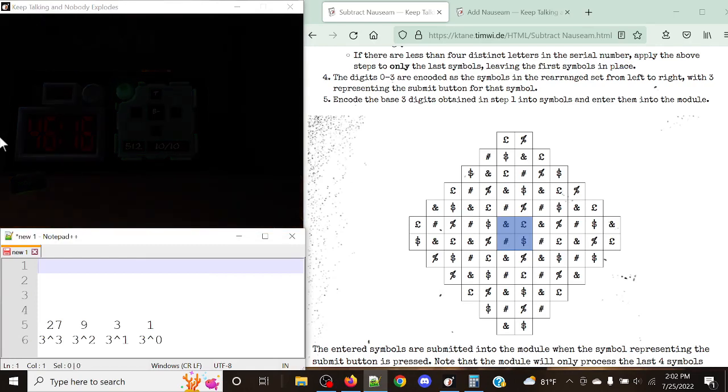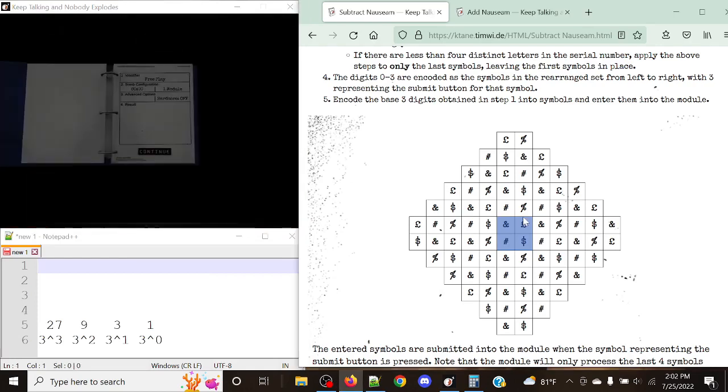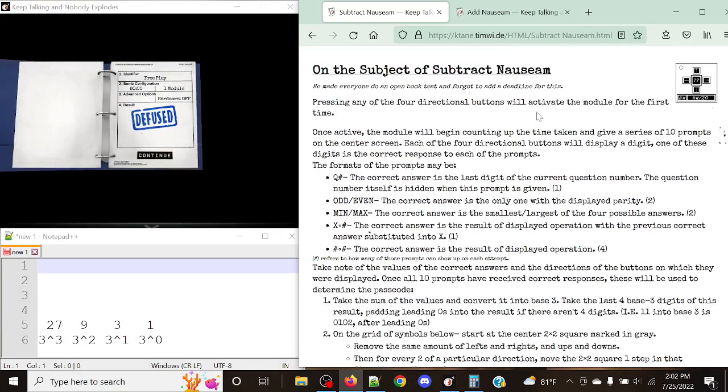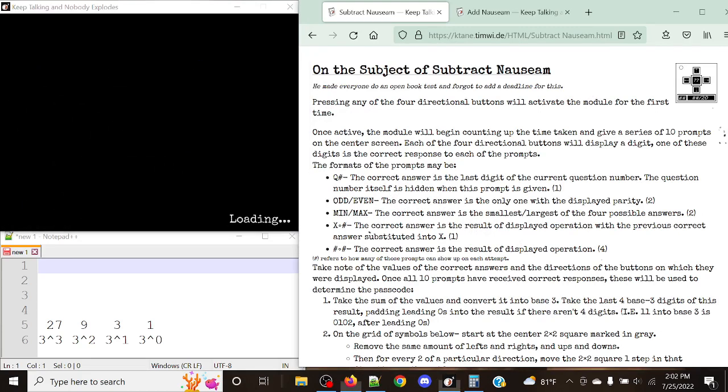Just a couple key differences from ad nauseam for those of you who do know ad nauseam. It's kind of like two tutorials in one. But with subtract nauseam, it's sort of like a practice for ad nauseam. It's a very simple concept to do, and there's only 10 prompts for it as well. So let's go into one more example.